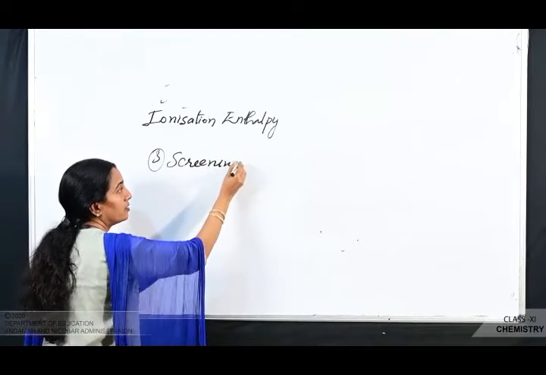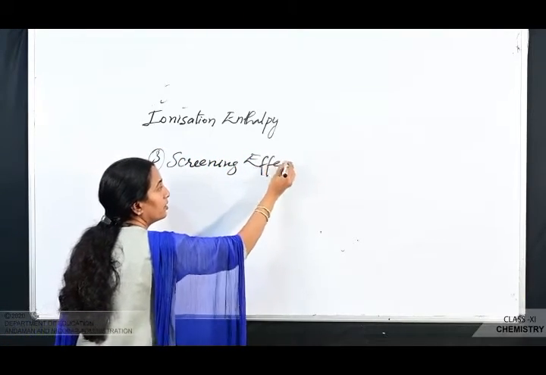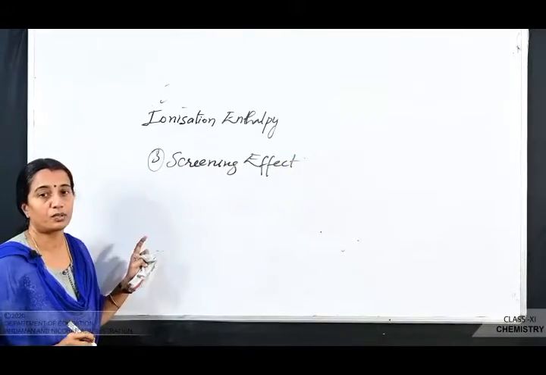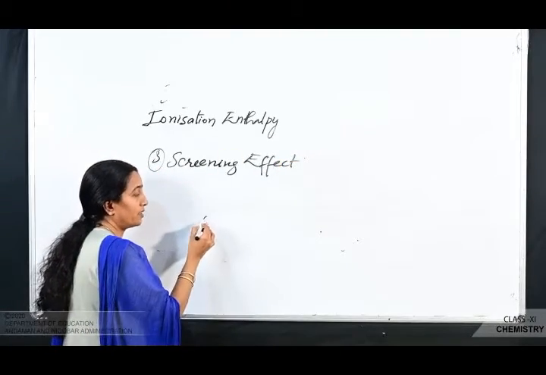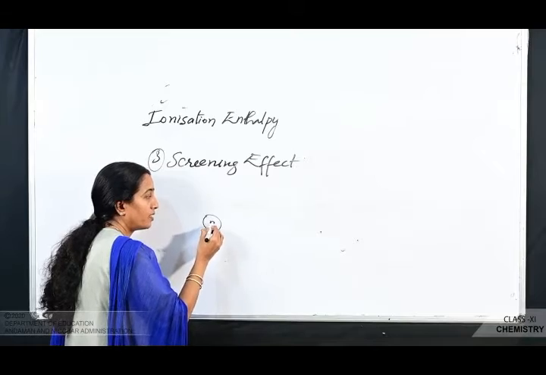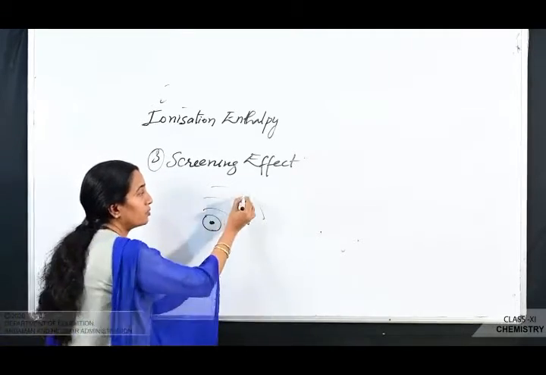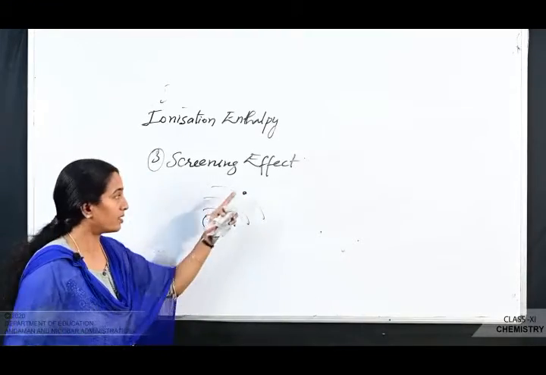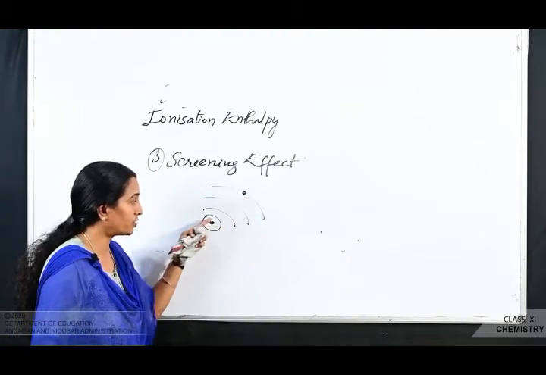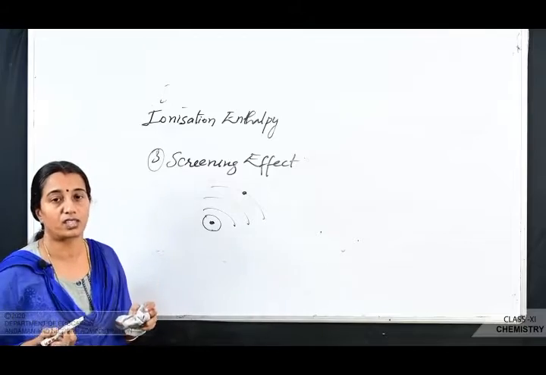Screening effect, or shielding effect. What do you mean by that? Remember, in the case of multi-electron species, where the number of energy shells increases, the electrons present in the outermost energy level do not experience the complete nuclear charge pull.